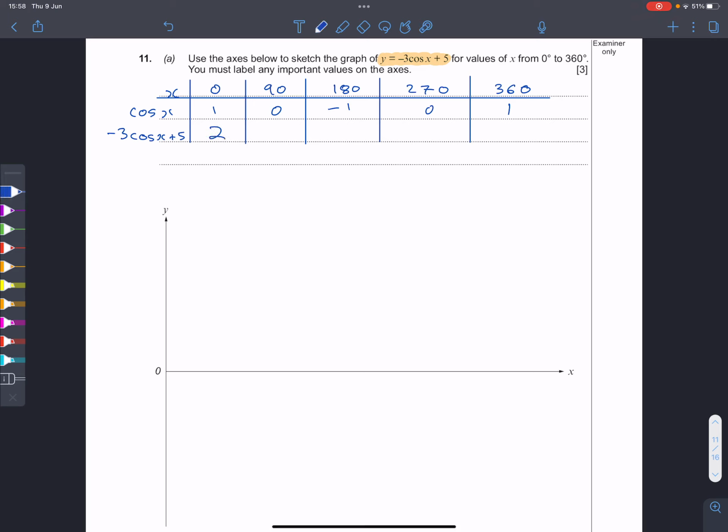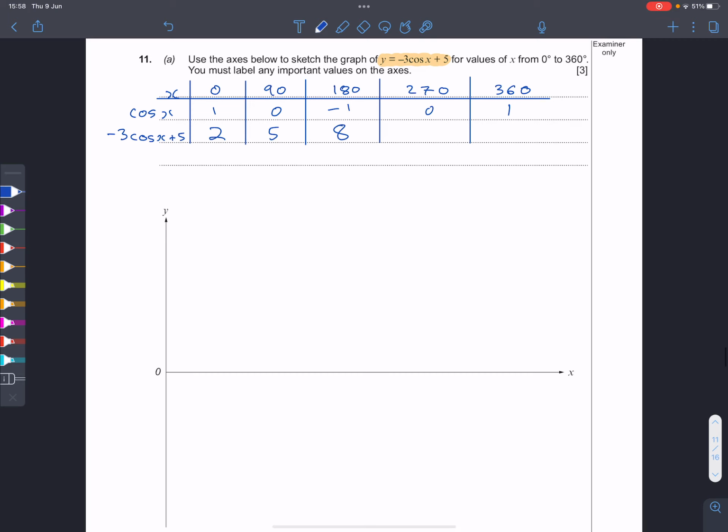So on the next one, we get cos of x is 0. So -3 lots of 0 plus 5 is going to be 5. And then if this is -1, -3 times -1 is 3, plus 5 is 8. And then we keep going again, so it's 0, well we already know 0 is 5. And we know when cos x is 1, we're going to get 2 coming out.